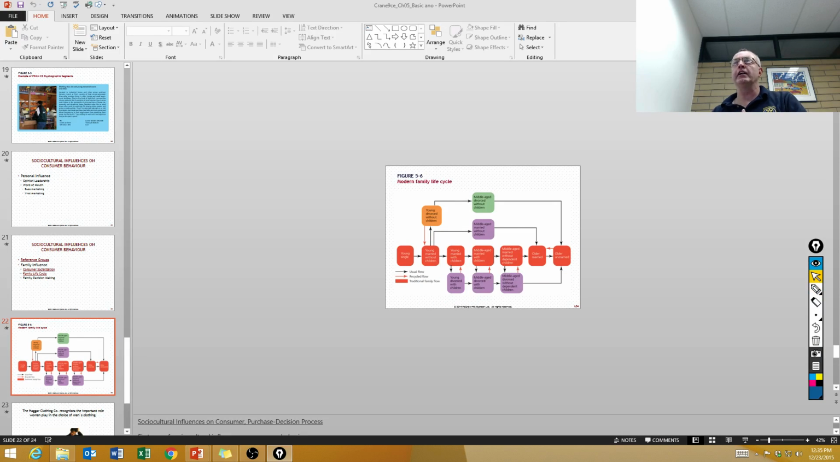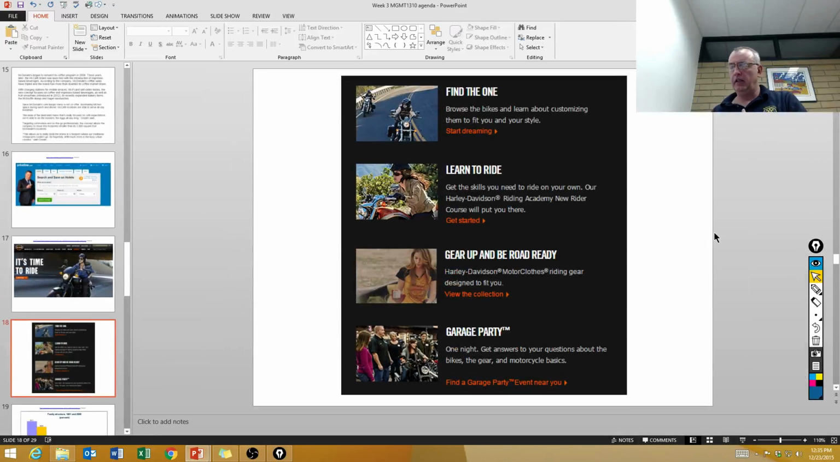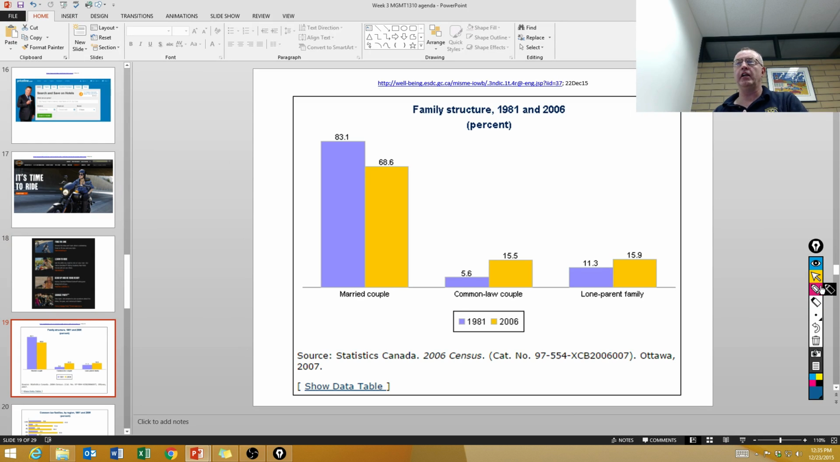So I have some stats here, kind of diagramming this change in family patterns in recent decades. This information comes from Stats Canada. It's a little bit dated, from 1981, so it's about the last 25 years. The number of married couples has been in decline over the last few decades. The number of couples living common law has been increasing, and the number of single parent families has also been increasing.